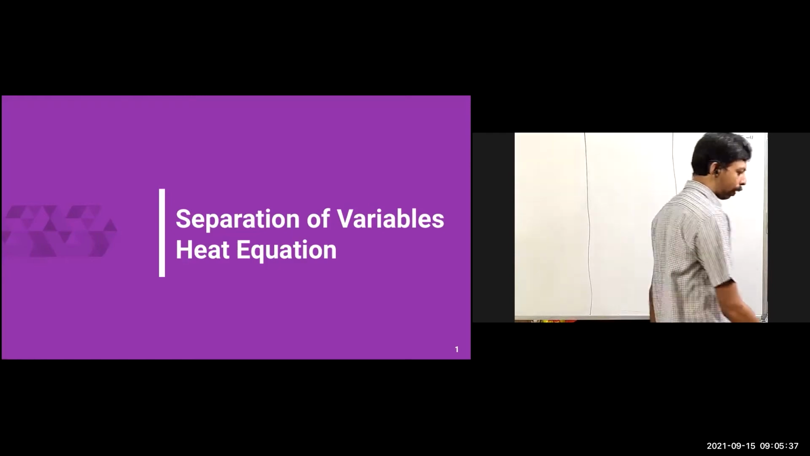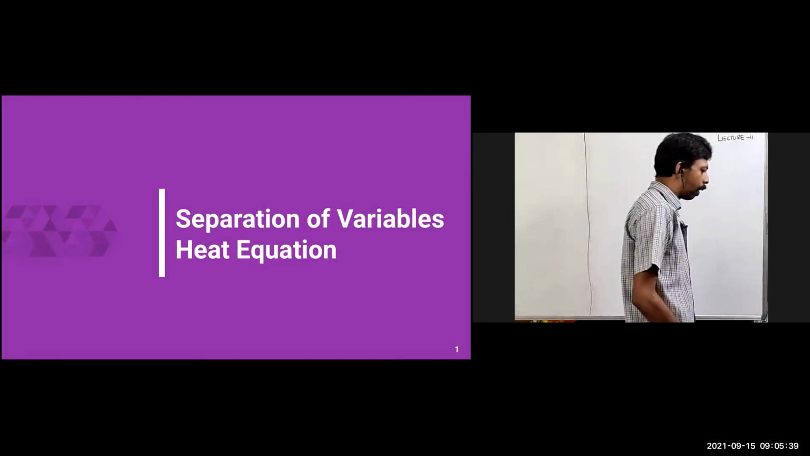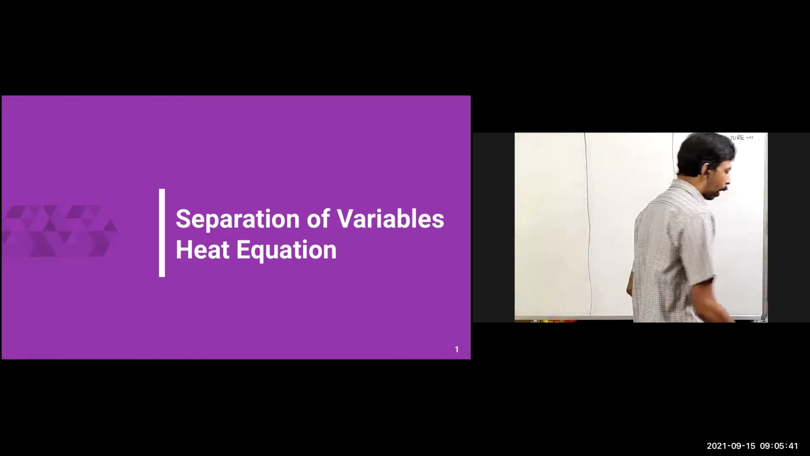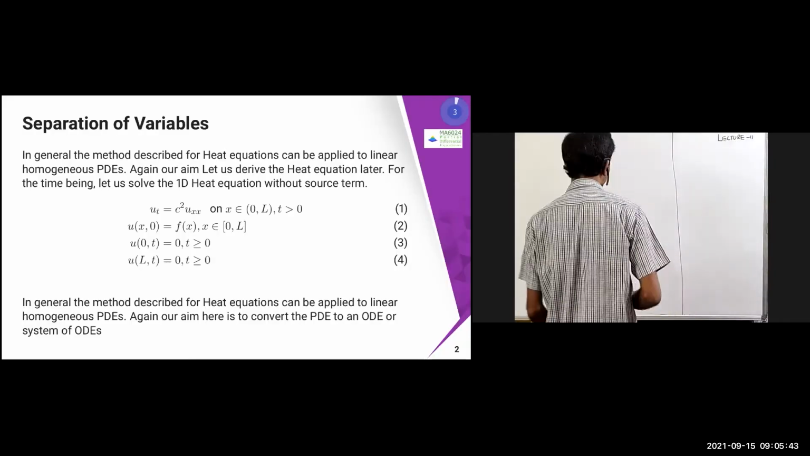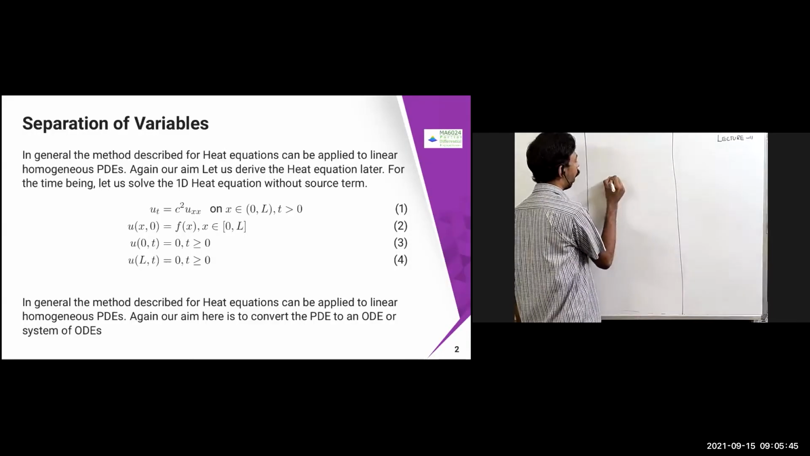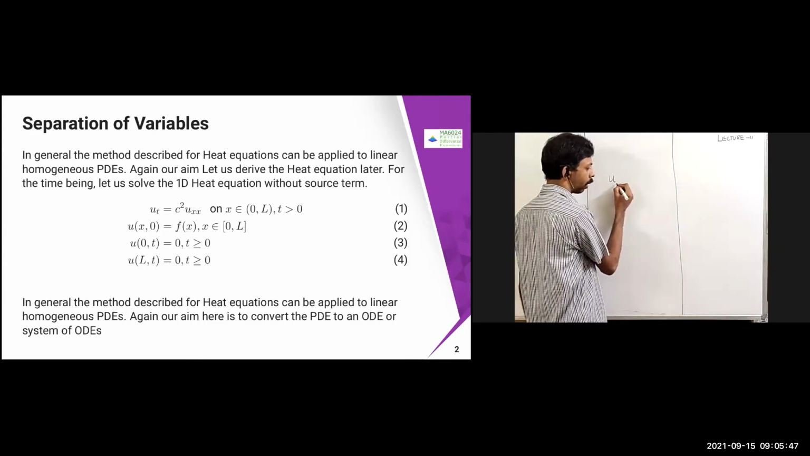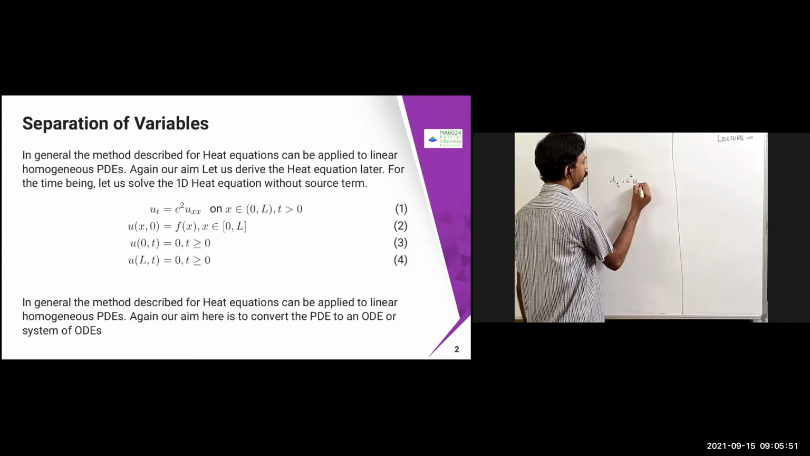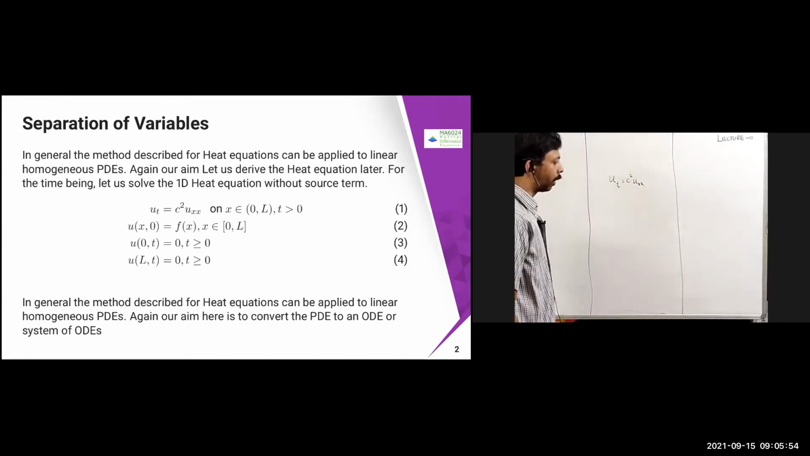Okay. So in this class, we are going to discuss the heat equation and the wave equation. If possible, I will cover the Laplace equation also in this class itself. So let us see what the idea is. The heat equation, we have already discussed. It is something like u_t = c² u_xx. So this is the heat equation.